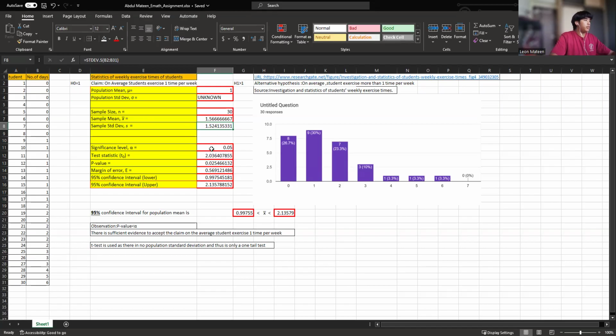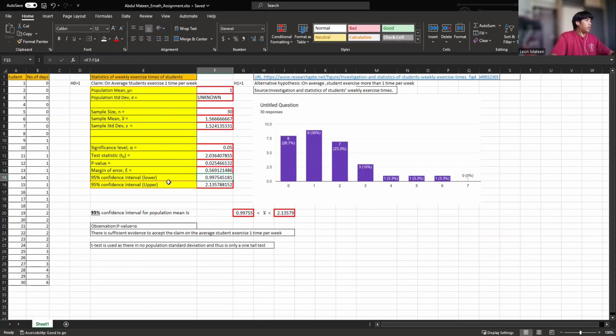So for my significance level, it will be 0.05, being 5%. And for my test statistic for my t-test, the formula is here: bracket F7 minus F3, over F8 over square root F6. For my p-value, the formula is T.DIST.RT, then ABS F12, then F6 minus 1. And for my margin of error, I just have CONFIDENCE.T, and F11, F8, and F6.